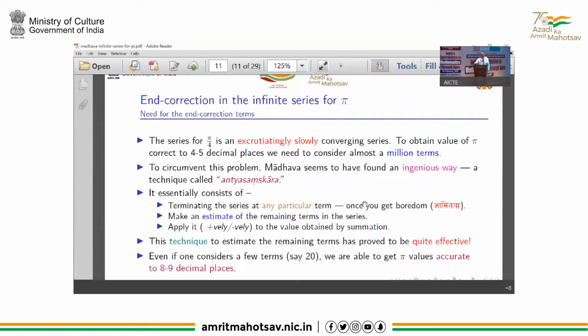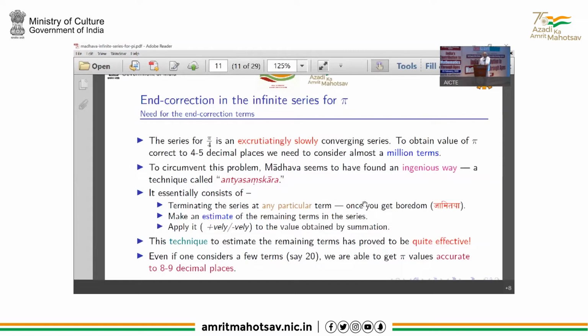So Madhava thought about it, and then he felt that this is absolutely boring. They have a nice term in Sanskrit, jamita. Jamita ho jayegi, isliye usko chhod denge. Okay, we leave this, we will find a different way. So that's what seems to have been done. You just sum up to something, and then you evaluate what is going to be the contribution of the remaining terms. That is a nice technique which they have evolved.